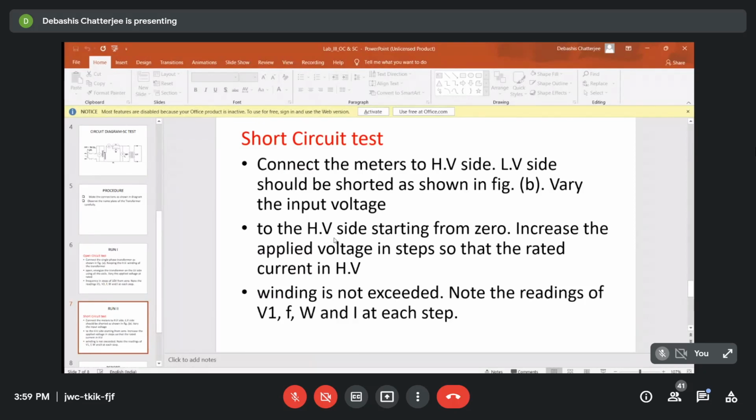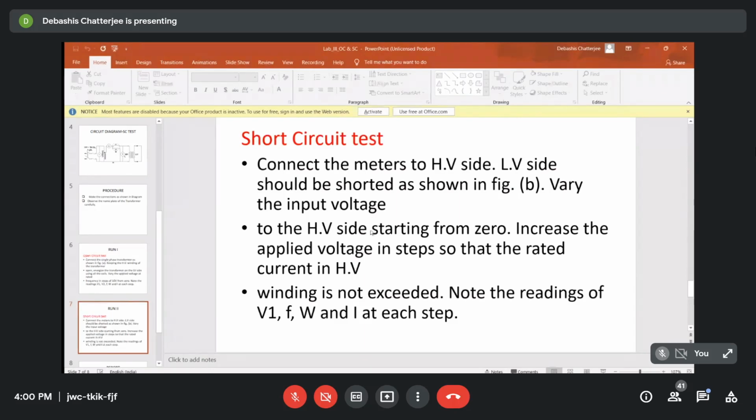Vary the input voltage of the HV side, starting from 0. Actually, I have blindly copied this from your instruction sheet. I think you have got your instruction sheet also. So there it is written, nothing to be worried about. Actually, I didn't write any language here, I just copied and pasted it.